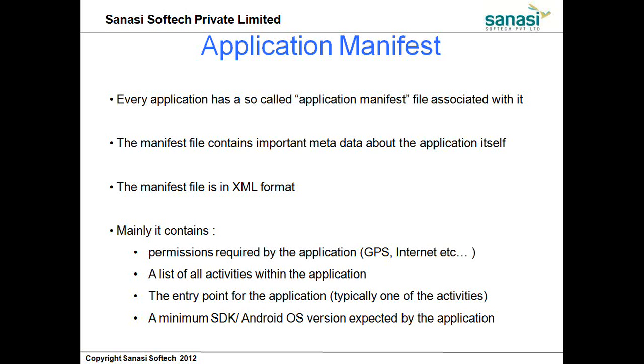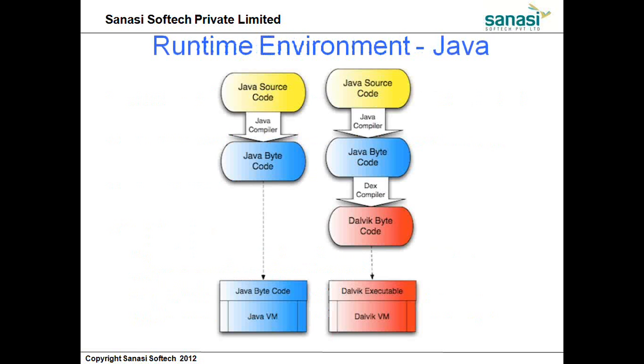All right, so this is the description for the application manifest. So let's go ahead now. Quick look at what happens in the background when you build and deploy Java applications on an Android phone. The typical flow goes this way. You have the Java source code, which is then passed through the Java compiler. It generates the bytecode, and then the bytecode executes on the Java virtual machine.